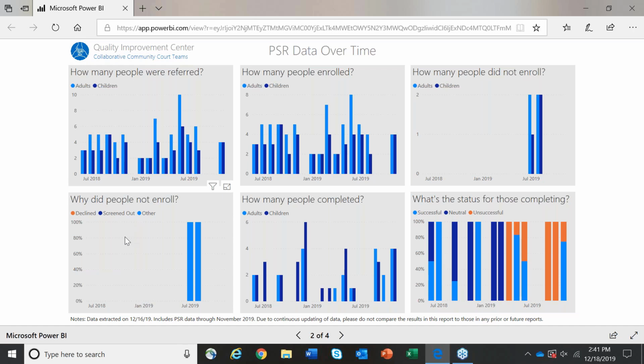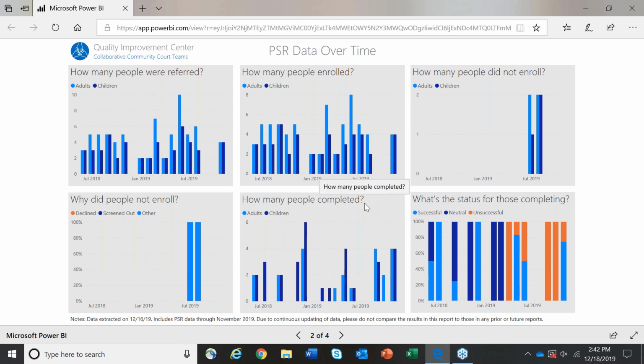So then this graphic just shows the reasons why those folks in the previous one didn't enroll. It shows percentages, but you can put your cursor over it and get the count. And in this case, again, this is adults and children combined for this graphic. So in this case, the example program, the folks that didn't enroll during those 2 months all didn't enroll for other reasons, rather than declining or being screened out.